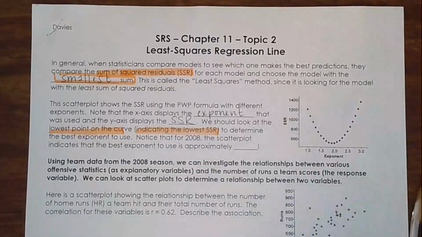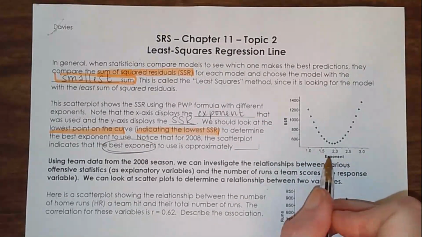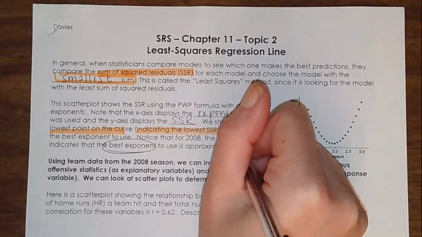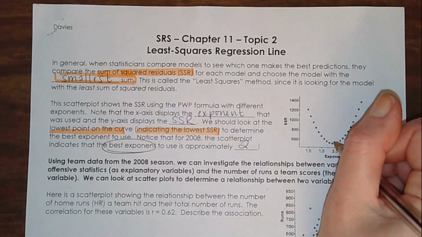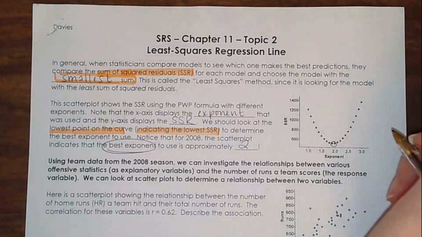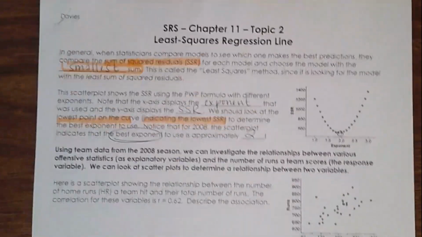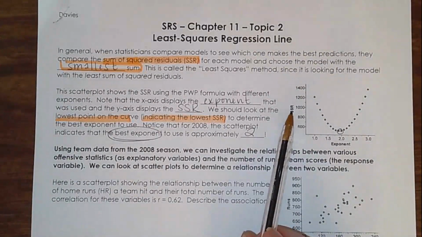So notice the lowest point on the curve, which gives us the best exponent. Since exponent is our x variable, it's right around 2. That lowest point occurs right around an exponent of 2. So that would be the best exponent to use here, because again, it gives us the smallest sum of squared residuals.